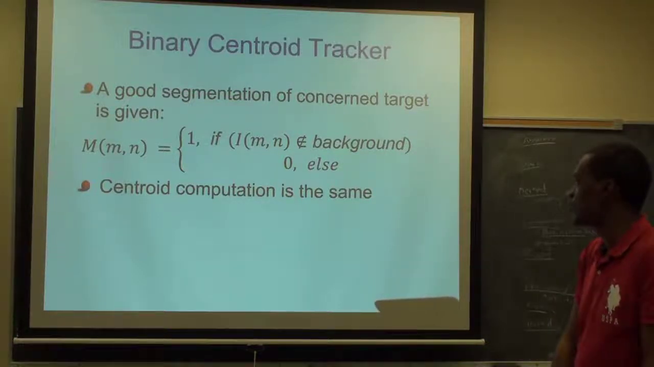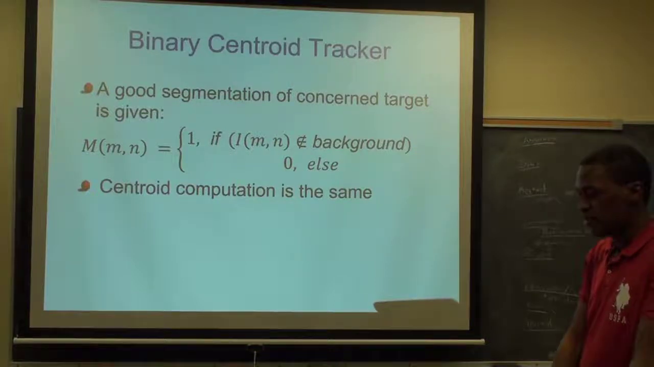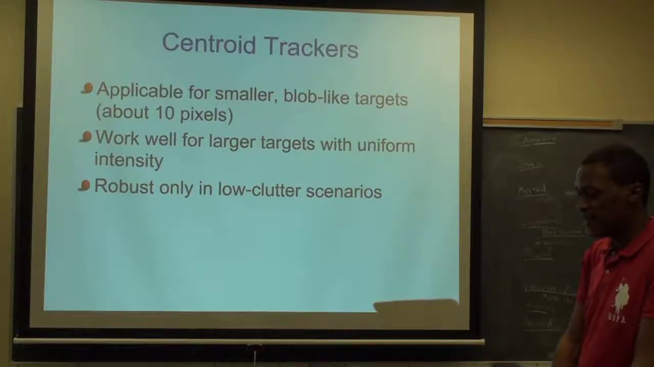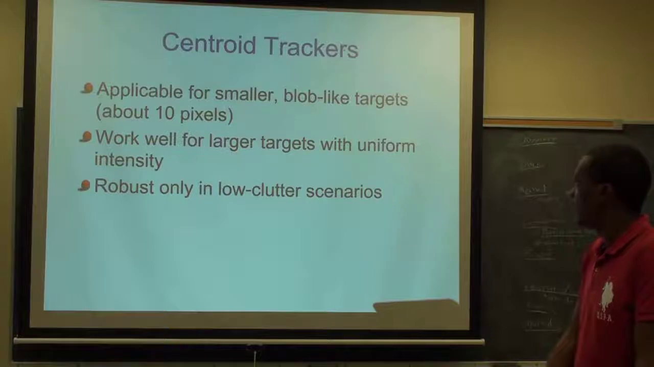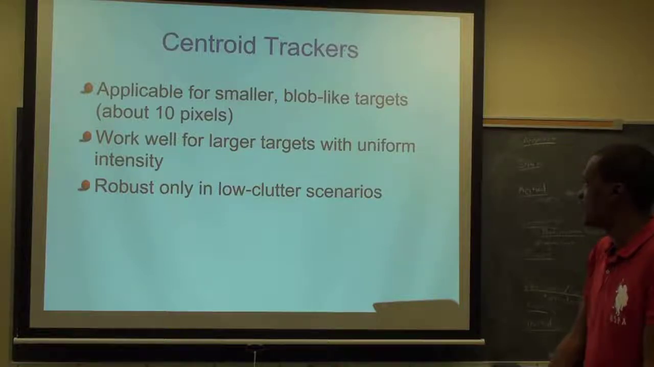The location is computed the same way as the centroid trackers, and they are good for smaller targets, like 10 pixels wide. Works for larger targets with uniform intensity. Robust only in low clutter scenarios.